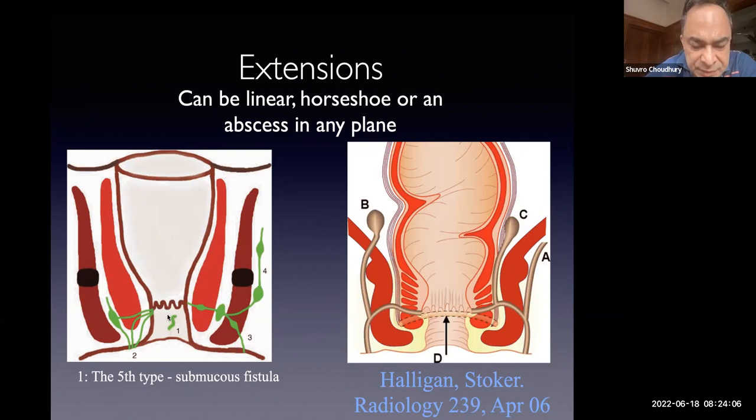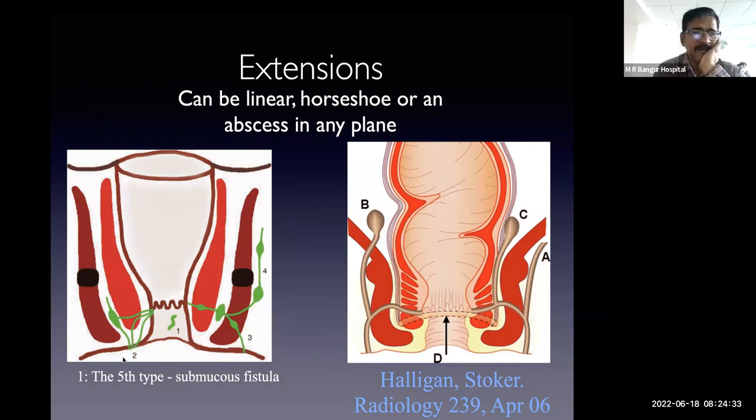So the fifth type was not originally described by Parks. I will come to that. So we'll start with two. Number two is the intersphincteric fistula. Here you have a small intersphincteric fistula. It does not involve even any fibers of the internal sphincter. Very easy to treat, to lay it open. No sphincter is involved.